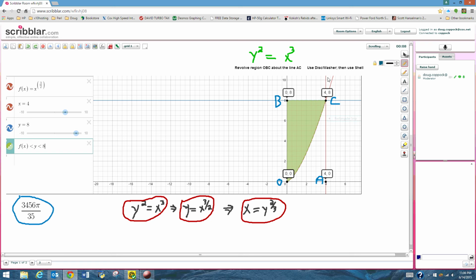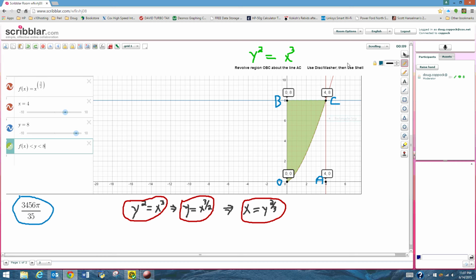And the lines x equals 4, y equals 8, and this curve divides this rectangle into two regions. One region is OBC in light green, and the other is OAC, and we practiced revolving both regions about the x-axis, the y-axis, the line AC, using both the disk washer method and then the shell method to prove that they both resulted in the same answer.